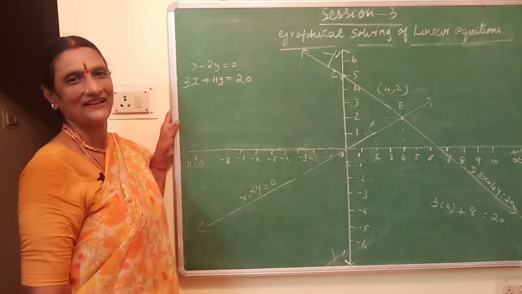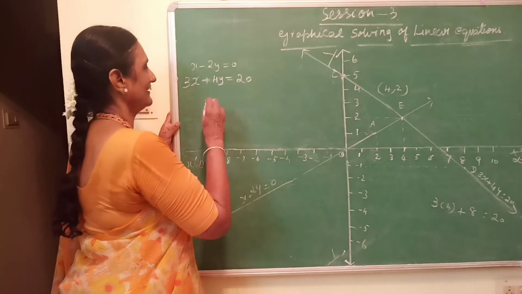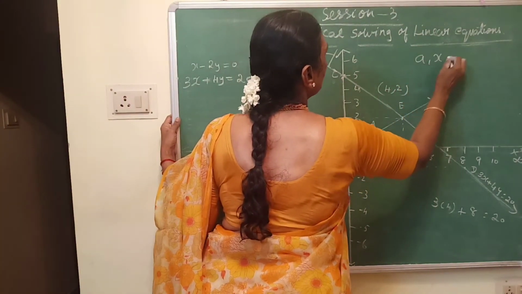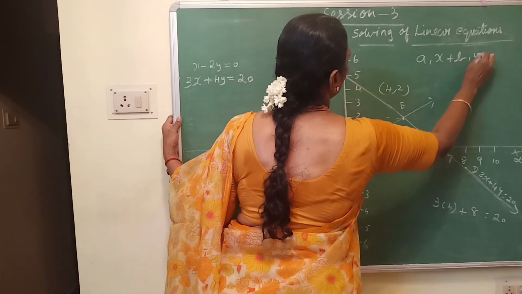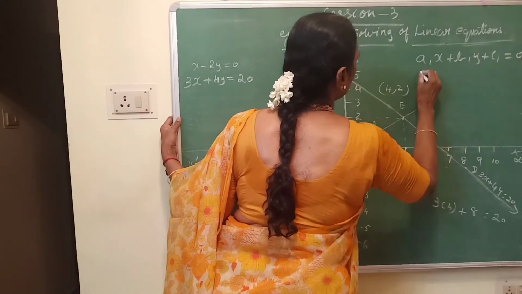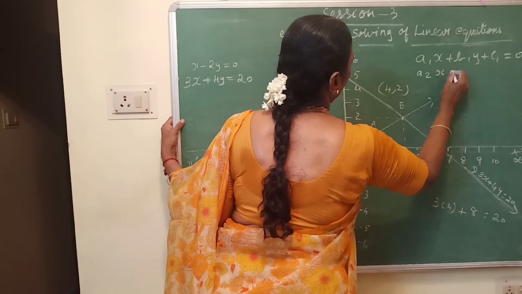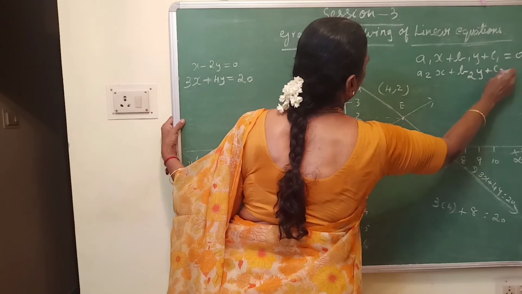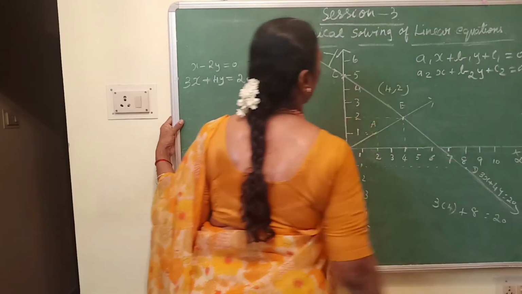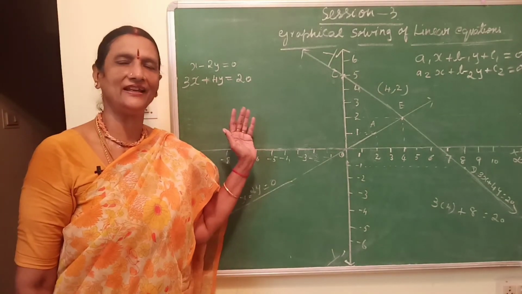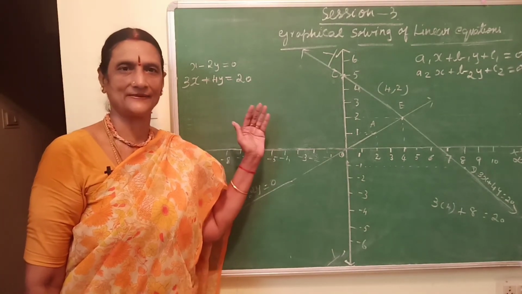Yes, that's very correct. That is a1x plus b1y plus c1 equal to 0, a2x plus b2y plus c2 is equal to 0. This is the standard form of linear equations in 2 variables.